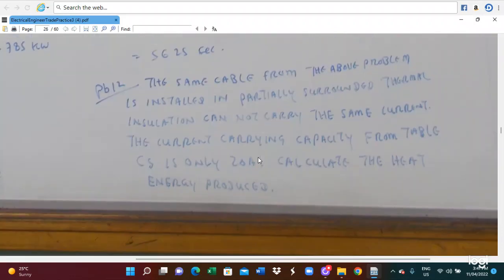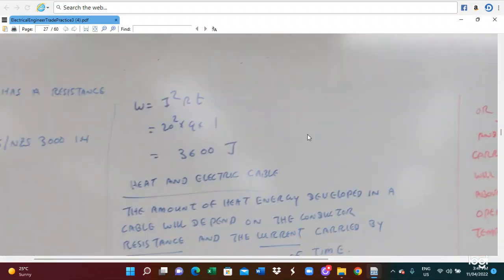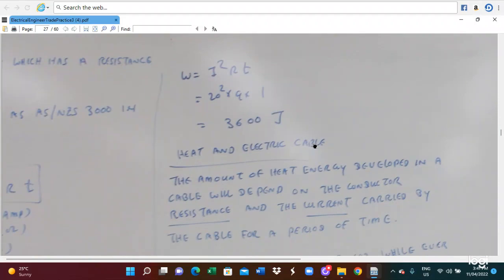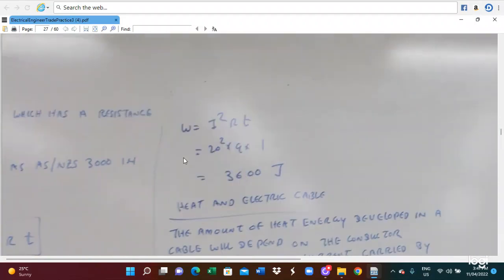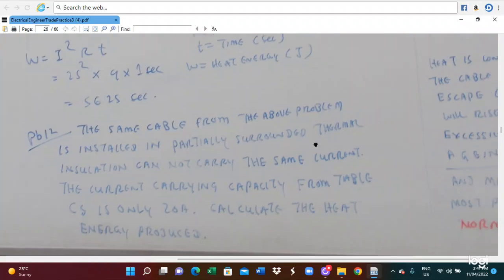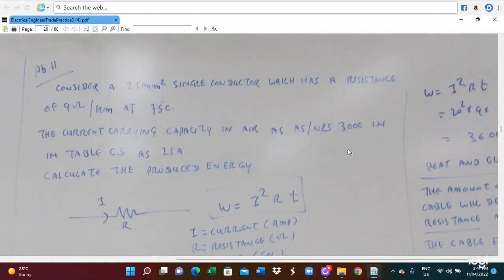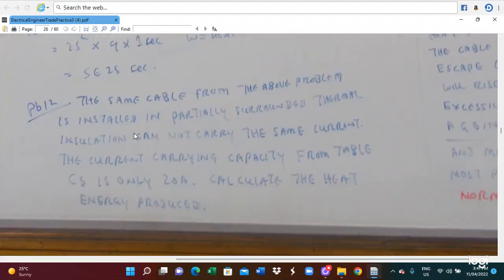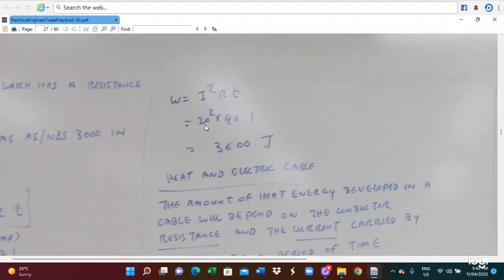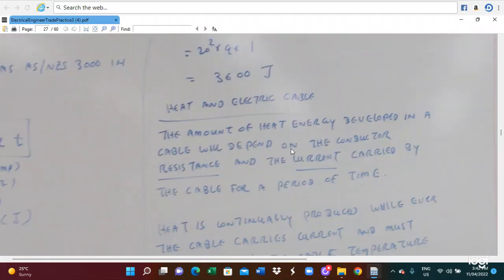The same cable from the above problem is installed in a partially surrounded thermal insulation and cannot carry the same current. So the current carried by the cable is only 20 amps. We have to calculate the heat energy produced. So we use I squared RT, substituting I squared into R into T. The I is 20, R is 9, and T is 1 second, so you get 3600, we calculate it.